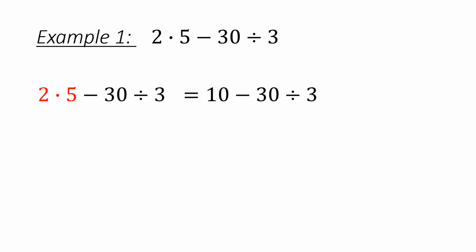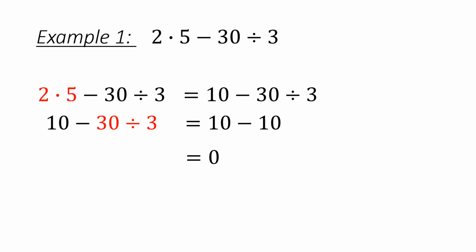Then we've got to figure out what's going to come next. Is it going to be the subtraction or is it going to be the division? And it will be the division piece. And so we do 30 divided by 3, simplify that down, that gives us 10. Now we're in our final, last operation of subtraction. So we just do 10 minus 10 to get our answer of 0.